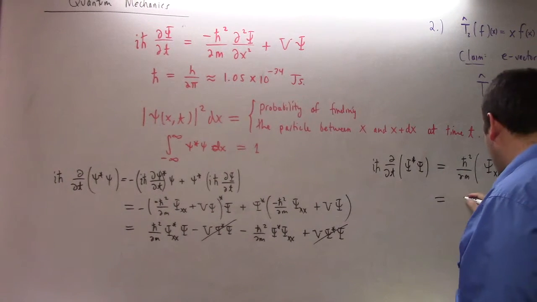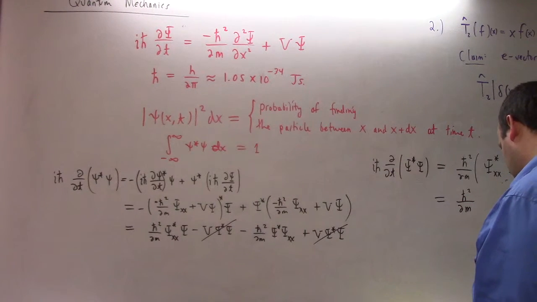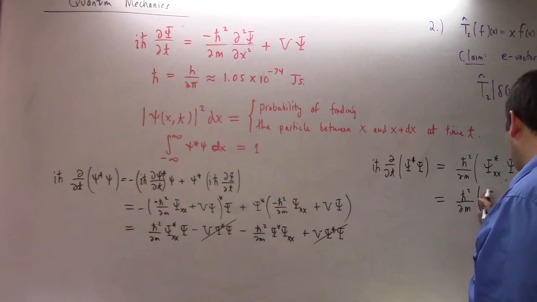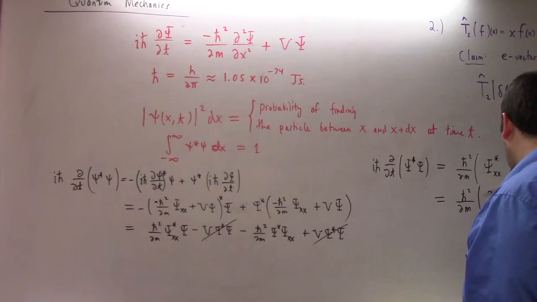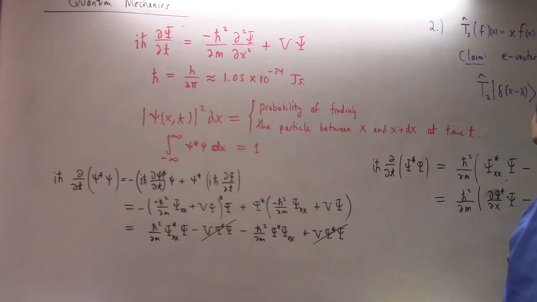Now I do something sneaky here. I say that this is equal to h bar squared over 2m of, let's see here, partial psi star partial x psi minus psi star partial psi partial x. How on earth did I do that? Oh, and there's a partial x out here.